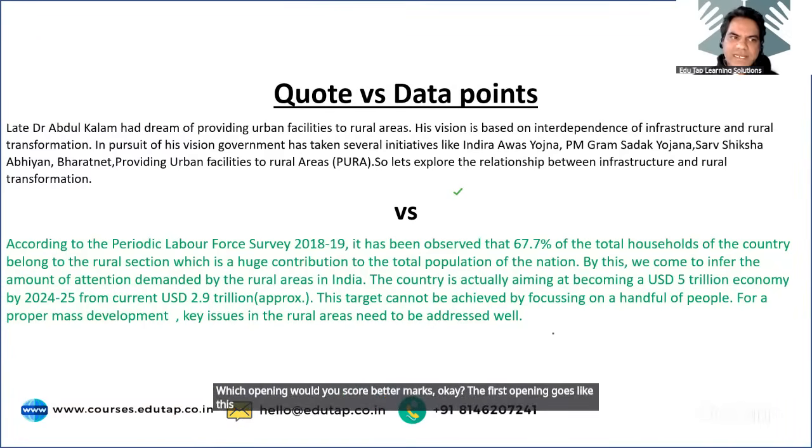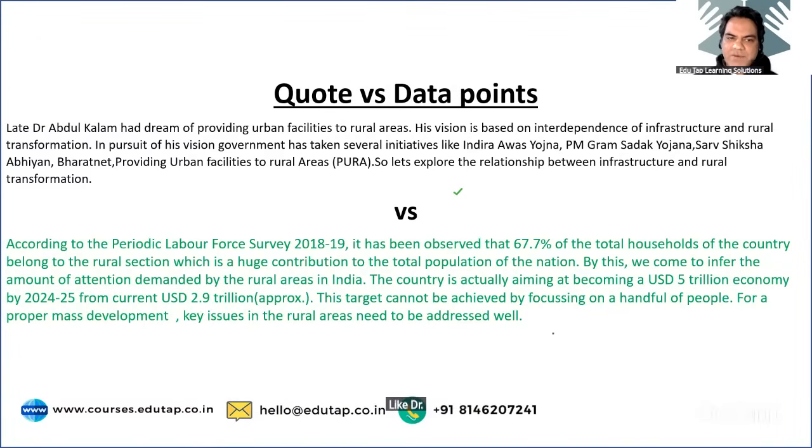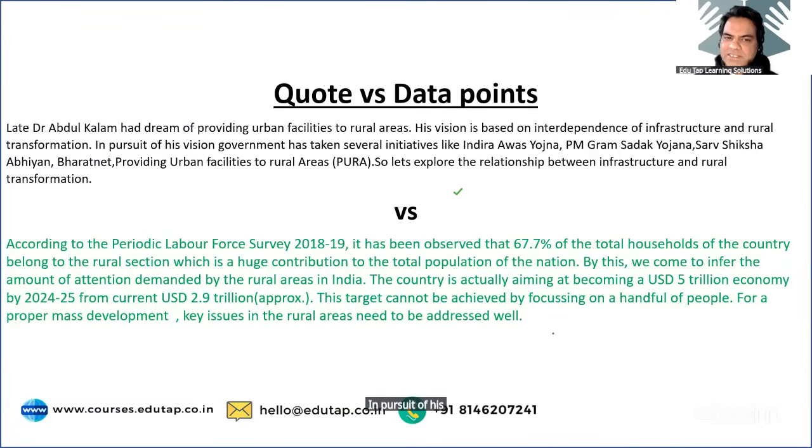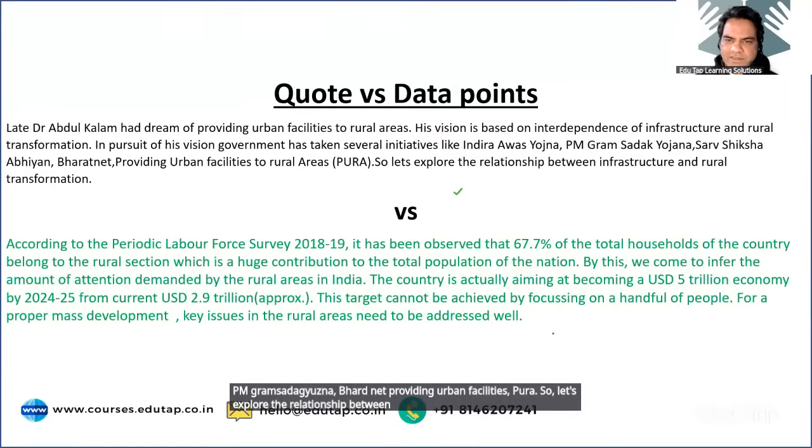Read it. Late Dr. Abdul Kalam had a dream of providing urban facilities to rural areas. His vision is based on interdependence of infrastructure and rural transformation. In pursuit of his vision, government has taken several initiatives like Indira Awas Yojana, PM Gram Sadak Yojana, Sarv Shiksha Abhiyan, BharatNet providing urban facilities, PURA. So let's explore the relationship between infrastructure and rural transformation.